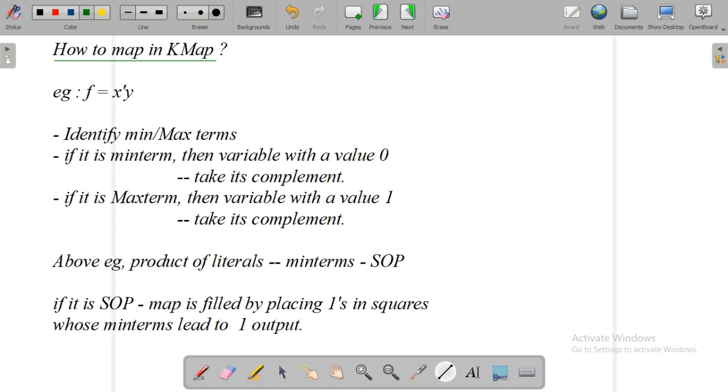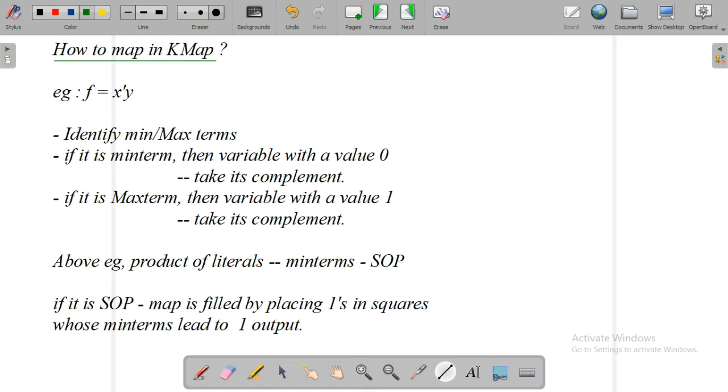If it is a minterm, then if the variable has the value 0, we have to take the complement. In the expression, x dash is the complement of the given variable, so the value of x dash is equal to 0. If it is a maxterm, then for a variable with value 1, take its complement. Here x dash y is a minterm, so it comes under the SOP.